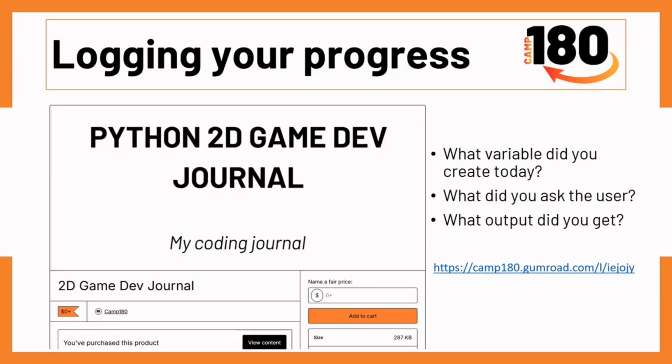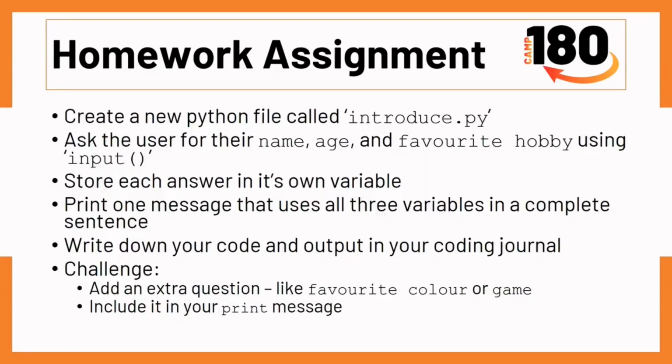Don't forget to write in your coding journal. What variables did you create today? What did you ask the user? What output did you get? Keeping track of your work helps you see patterns and remember how to fix mistakes later.